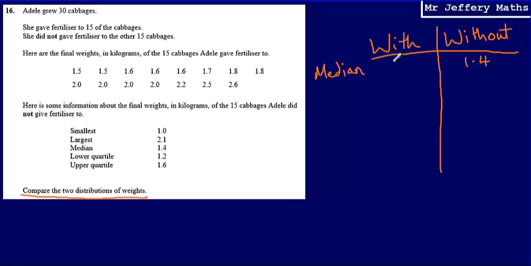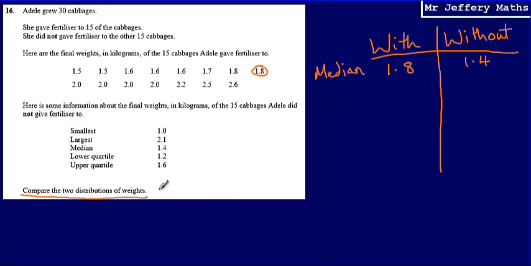And then calculating the median with fertiliser, so using this information here, I need to figure out what the middle value is. Thankfully, the values are already in order for me. And so I can say that the median here is going to be the middle value, which again I can see is nice and easy. That's going to be that value just there. So my median is 1.8 with the fertiliser.